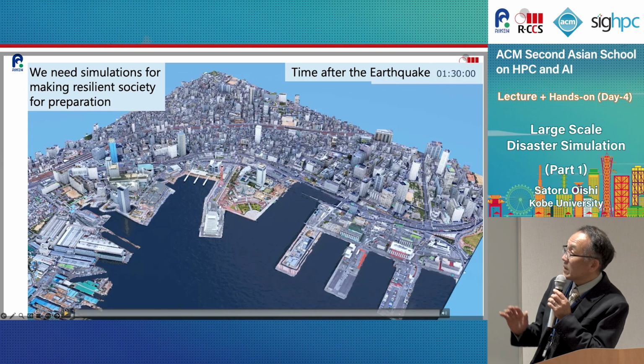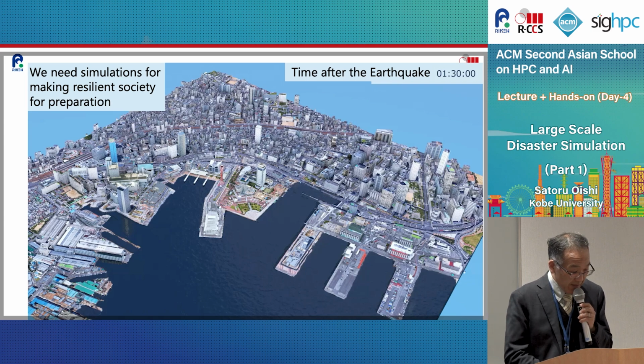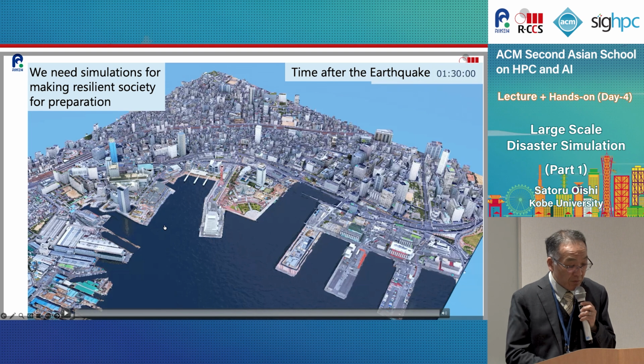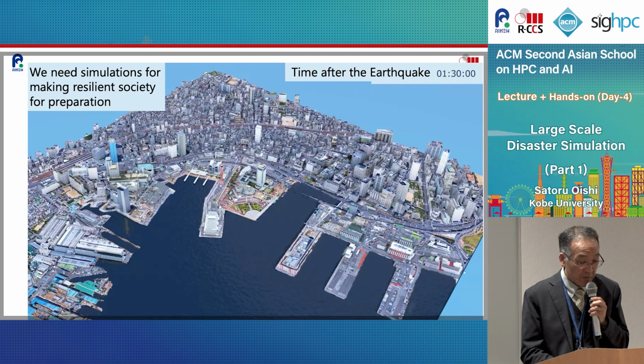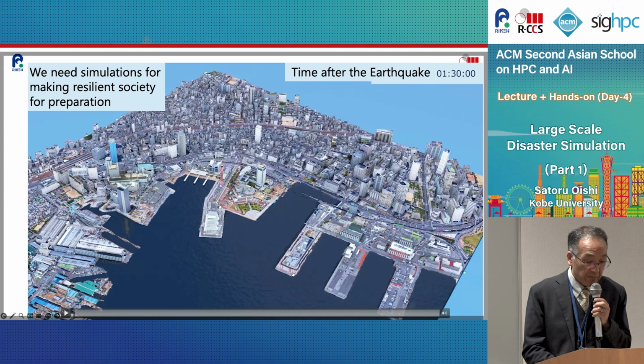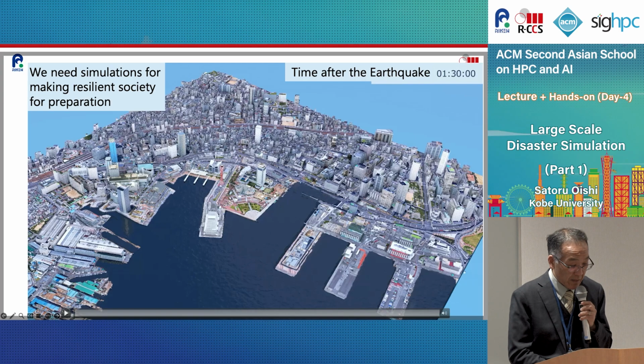So next one is just a simulation. You don't need to get scared. Now Kobe City is surrounded by a high tide barrier. Therefore, Kobe City is somehow safer than this simulation. This simulation is under the assumption of no high tide barrier. Therefore, the tsunami intrudes into the city when the Nankai Trough earthquake happens.